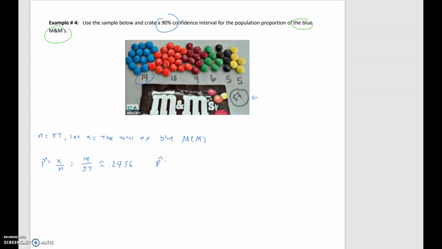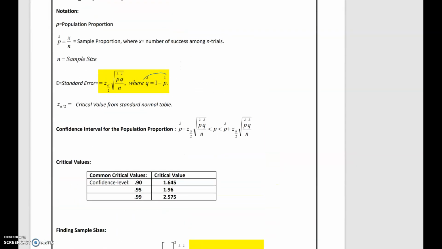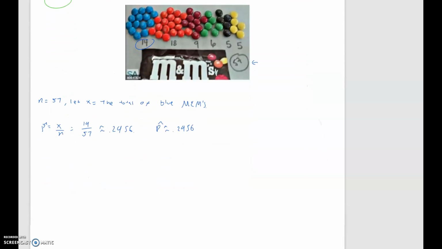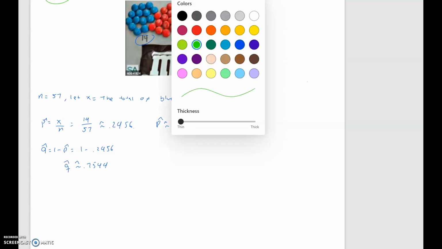So we'll use the value of p hat to be approximately 0.2456. Also remember that q hat, in this case the proportion of the sample not successes, is 1 minus p hat. So both of those are complements. Therefore q hat is equal to 1 minus p hat, or 1 minus 0.2456, which is going to give us approximately 0.7544. And let me just box these.